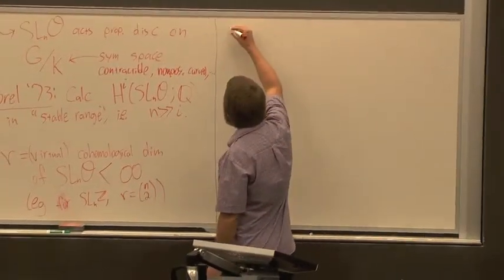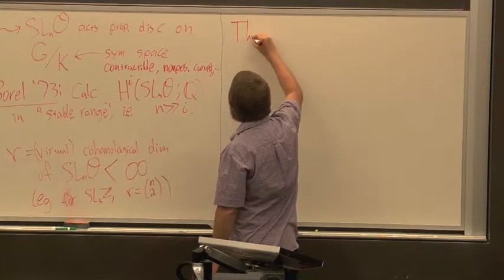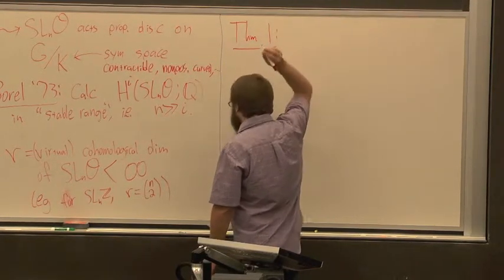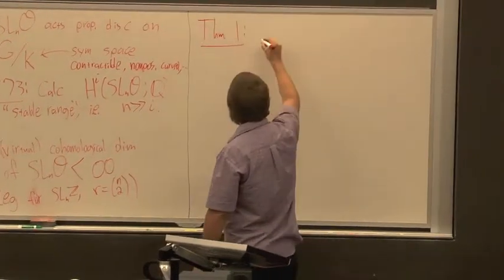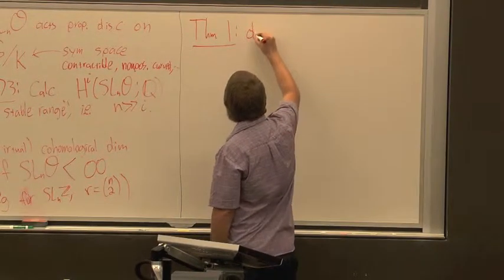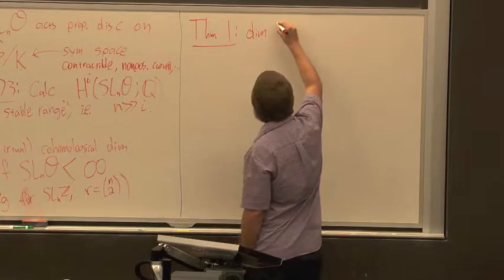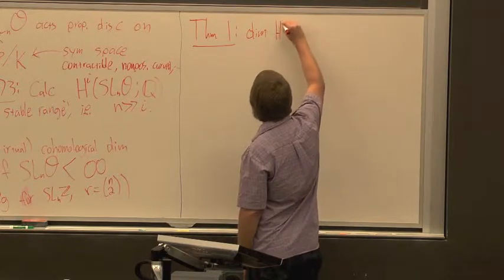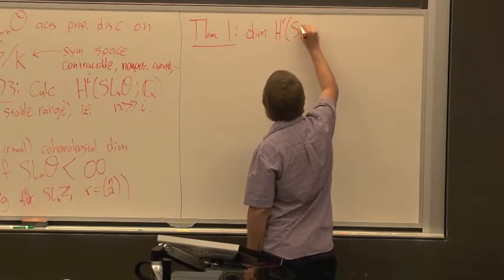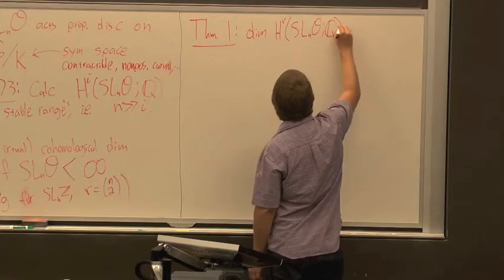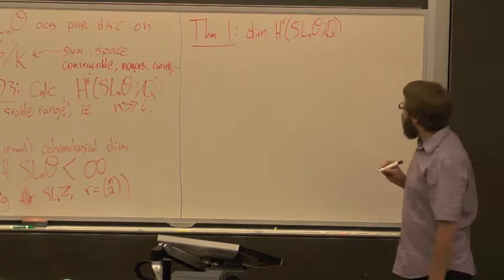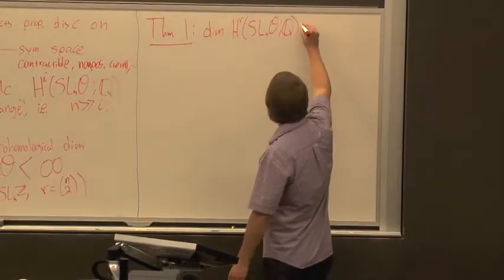So theorem 1 says that the dimension of the top-dimensional cohomology group of SL_n(O) with Q coefficients has to be large.